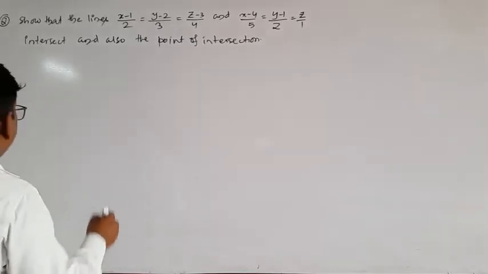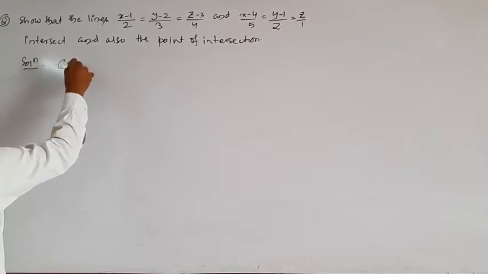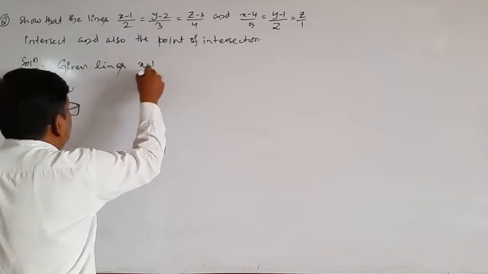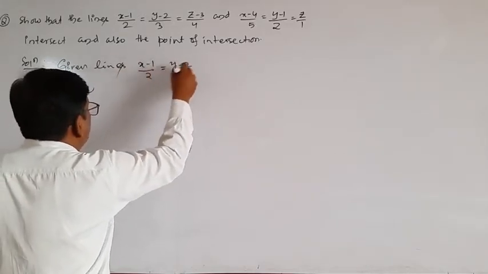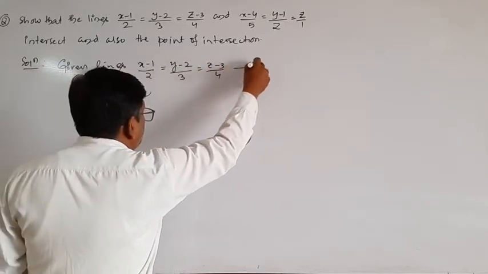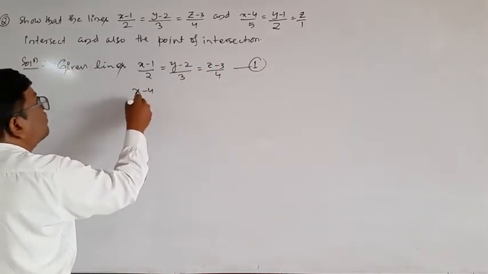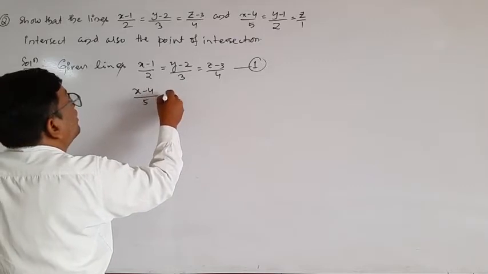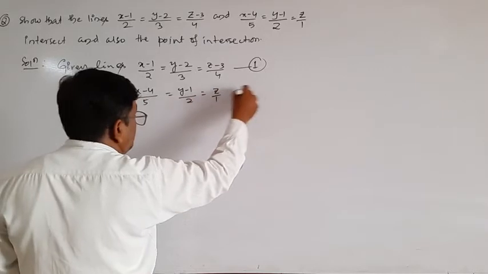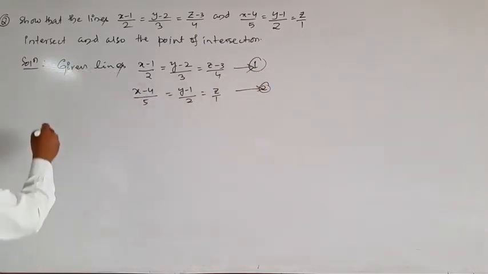Given lines, solution. Given lines: (x minus 1)/2 = (y minus 2)/3 = (z minus 3)/4, this is equation of line 1. And the second is (x minus 4)/5 = (y minus 1)/2 = z/1, this is equation of line 2.